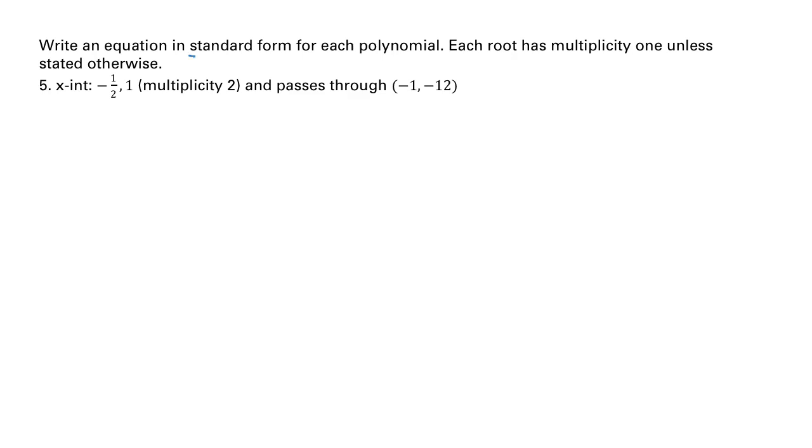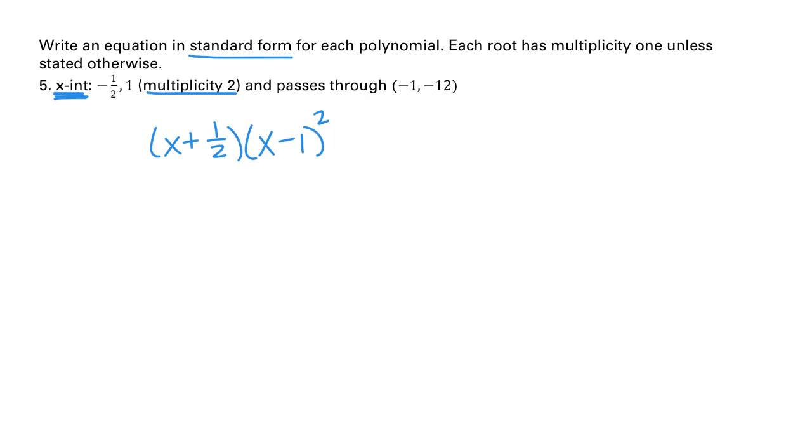Okay, so same idea. Again, we want to write it in standard form. I'm going to start with the roots, or the x-intercepts. So if negative 1/2 is a root, that means x plus 1/2 is a factor. If 1 is a root, or an x-intercept, or 0, x minus 1 is a factor. It says it has multiplicity of 2. That means there are 2 of them. So I can either write out both factors, or I could just say x minus 1 squared and then not write it out twice. It's the same thing either way.